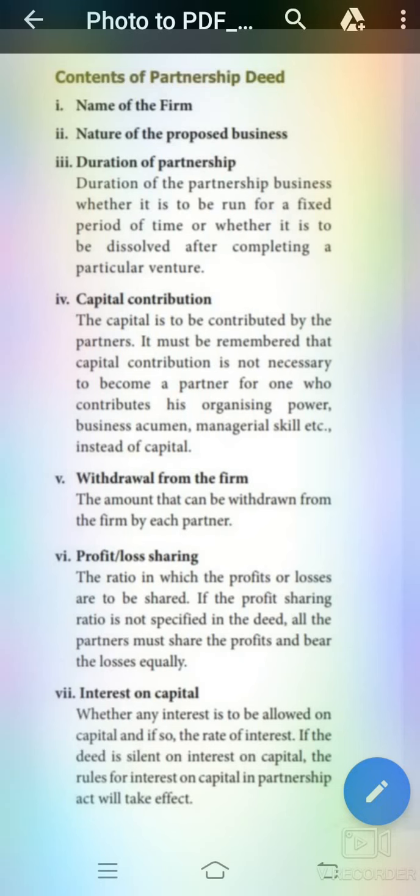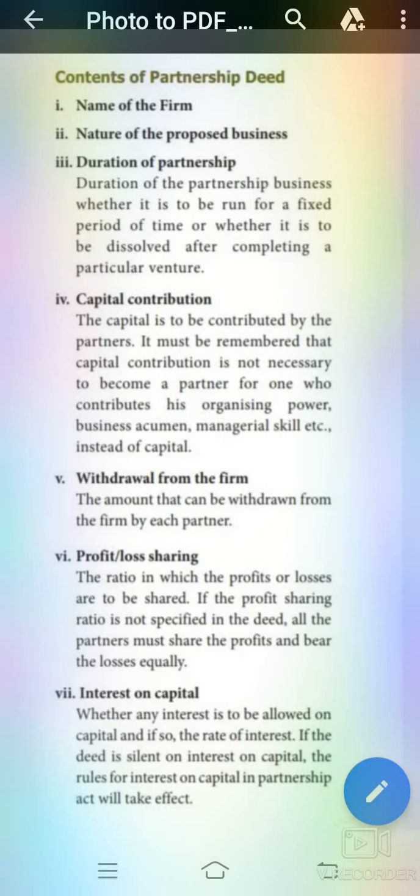And then next one is capital contribution. The amount of the capital which is contributed by each partner should be mentioned in the partnership deed. Okay, so it is not necessary a person should become a partner only by contributing capital. Sometimes he may contribute his organizing power, business acumen, business intelligence, managerial skill instead of capital. That is capital contribution. Next one is withdrawal from the firm.